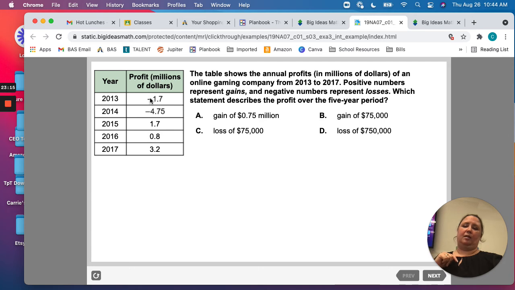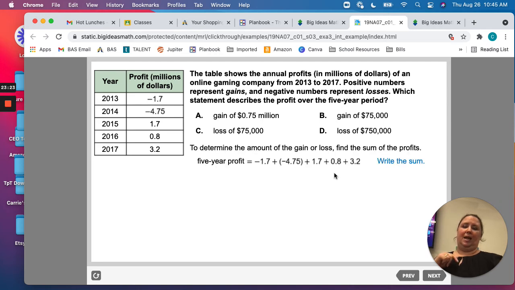So how would we do that? Add all these up. So we're going to add negative 1.7 plus a negative 4.75 plus 1.7 plus 0.8 plus 3.2. So when you add all those up, what do you get? You may do this on a calculator. Negative 1.7 plus negative 4.75. Plus what? It's right there in your book, these numbers in the chart.